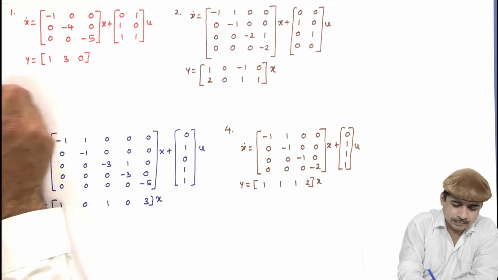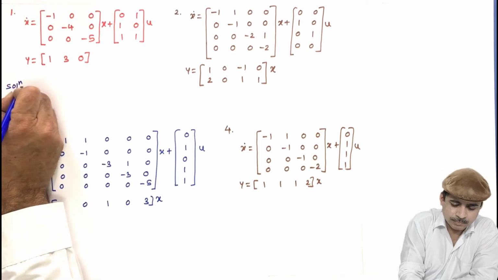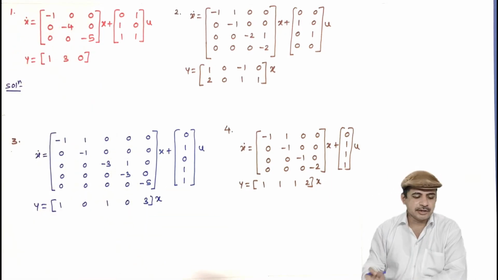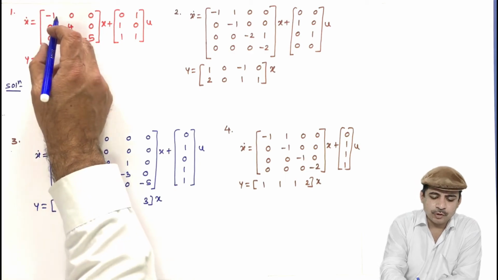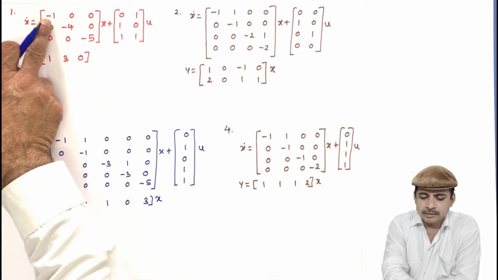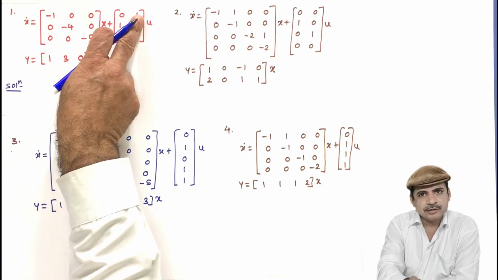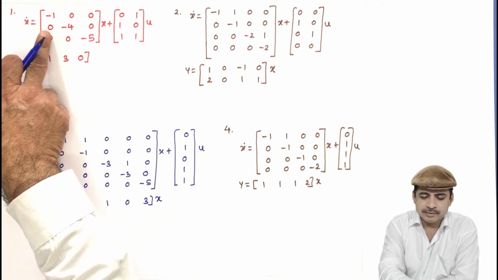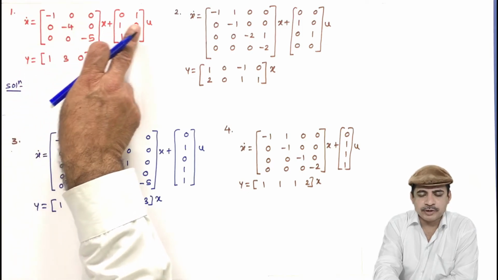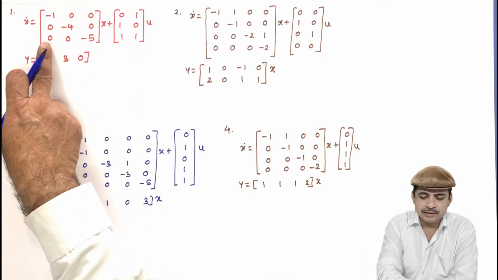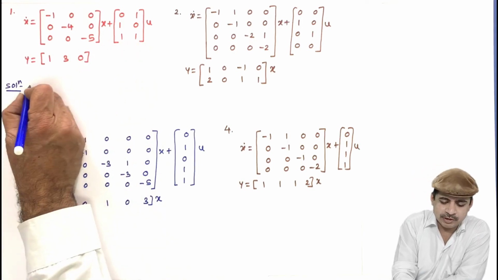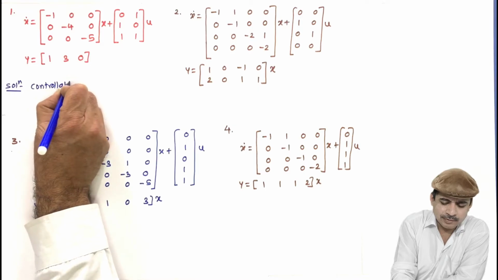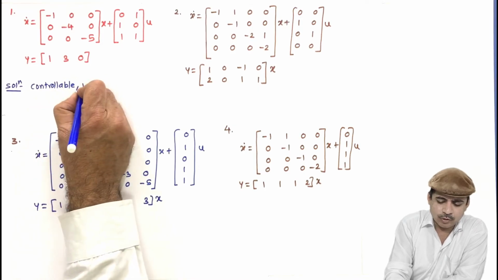So for the first one, this is having all distinct eigenvalues. So for controllability, the row corresponding to -1 is 0, 1. So it is having at least one non-zero element, condition satisfied. Here corresponding to -4 also it is having at least one non-zero element, and for this one also. So the system is completely state controllable, I will say, and it is not observable.